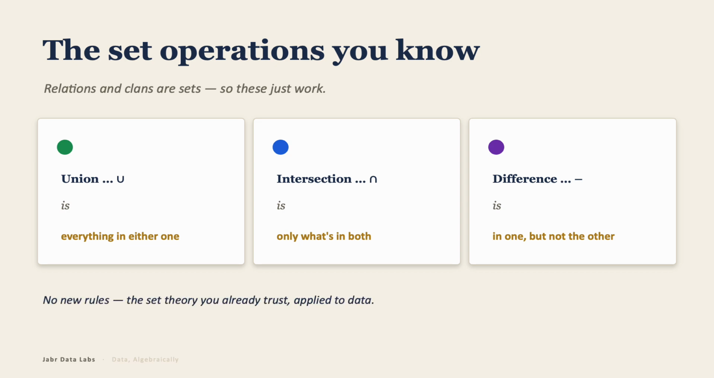Now the operations you have known since school, because relations and clans are at bottom just sets. The union of two relations is everything in either of them. The intersection is only what appears in both. The difference is what's in the first, but not the second. There is nothing to relearn here. It is exactly the set theory you already trust, now doing useful work on data. Combine two result sets, find their overlap, subtract one from another. Do it all with operators whose behavior never surprises you.